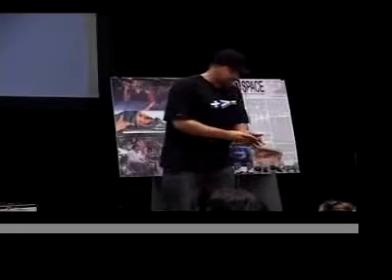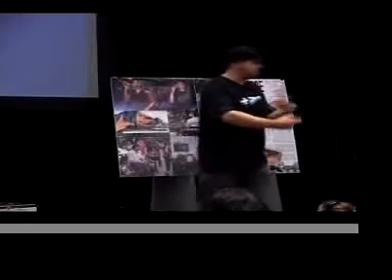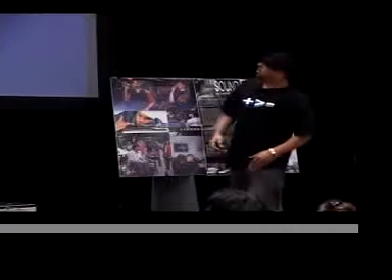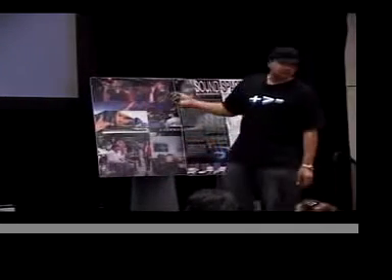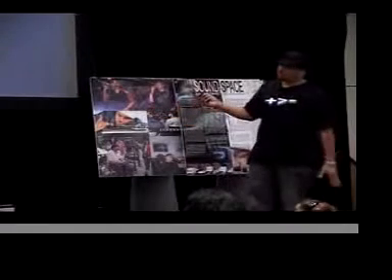Here are some samples of some of the stuff that I've done and some of the sketches. Let's take a look at it. So let's start with architectural. Here's a collage.